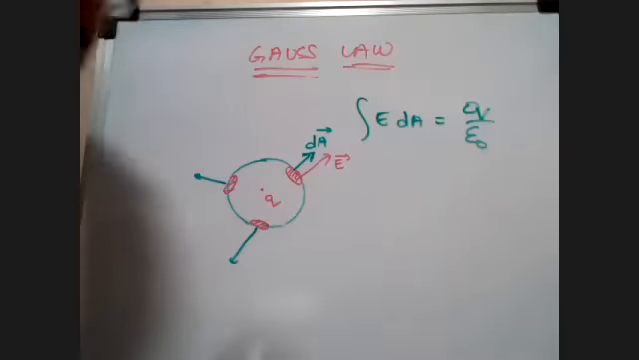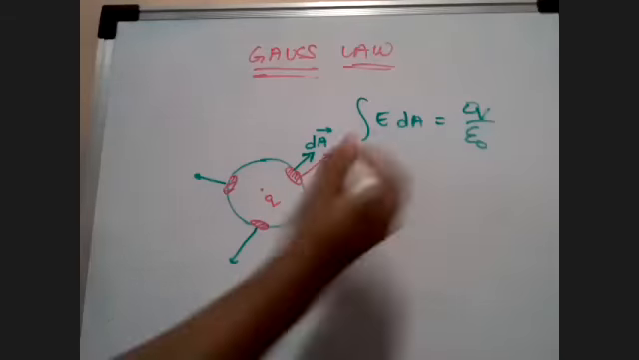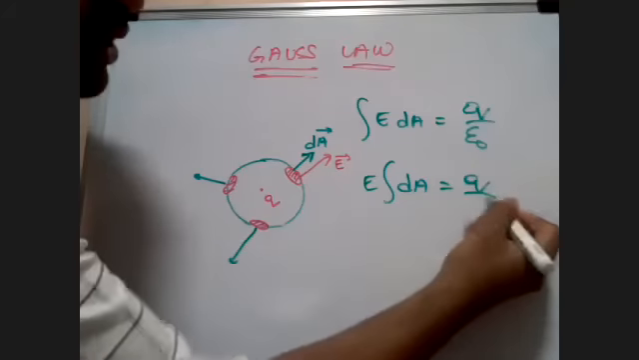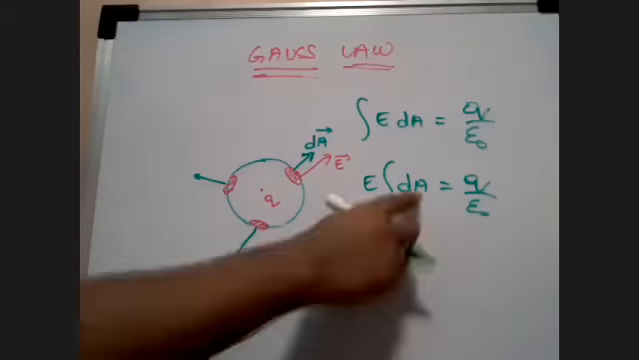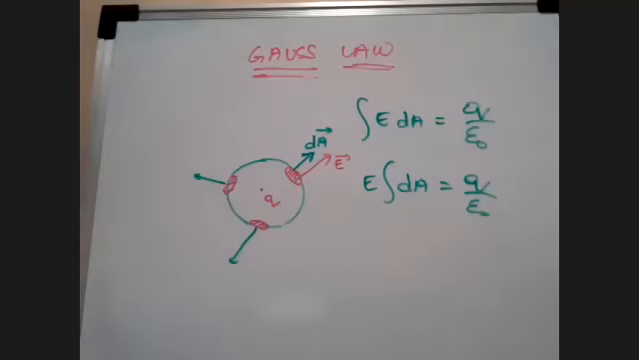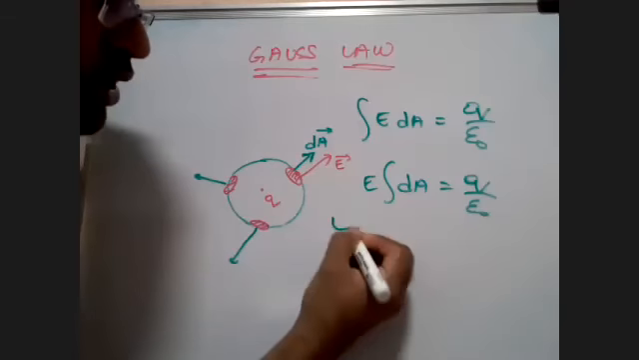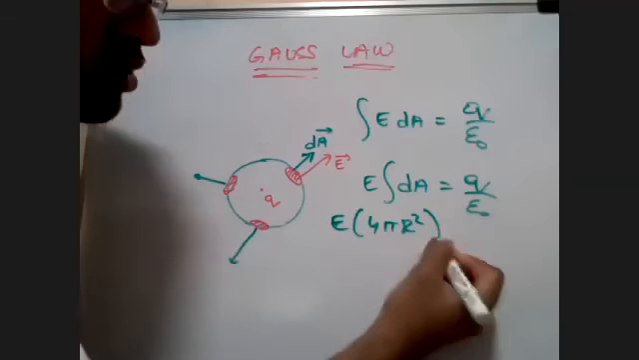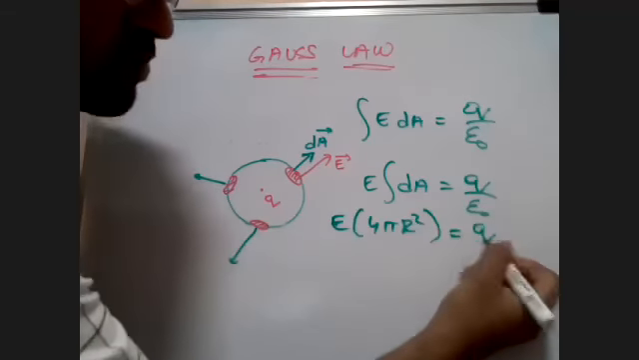So I will just remove electric field out. And so I will get E into integration of dA, which is equal to Q upon epsilon naught. What is dA now? Area of the sphere. How much is it? 4 pi r square. So E into 4 pi r square is going to be equal to Q upon epsilon naught.